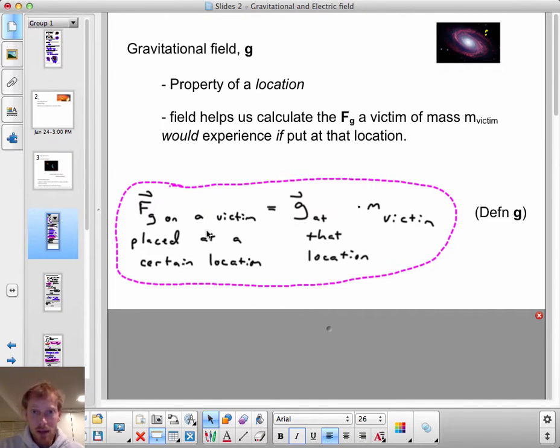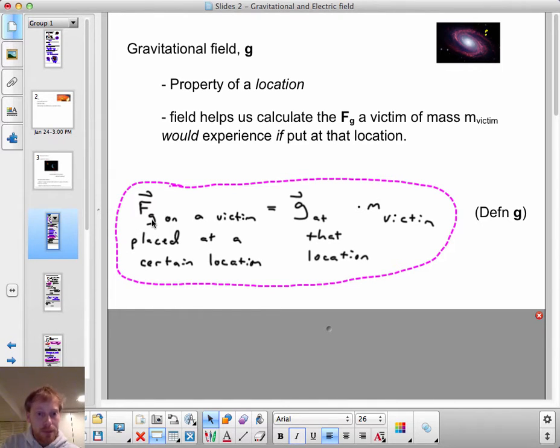Gravitational field is a property of a location, and mathematically, a gravitational field helps us figure out how much gravitational force a victim of a particular mass would experience if the victim were put at that location. It's a lot of words. If you ever want to test someone to see how fluent they are with first year physics, ask them to tell you what a field is. It's hard because it's defined in the conditional tense. A gravitational field is a property of a location that helps to tell how much force an object would experience if that object were brought to that location. This is defined in terms of its effect.